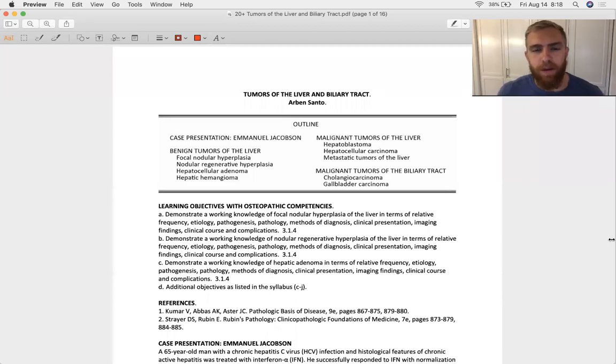Hello. Let's discuss this SDL called tumors of the liver and the biliary tract. So we are into hepatobiliary now, and I would say that before you start any of these SDLs, it would really behoove you to take a good look at the normal histology of the liver particularly.